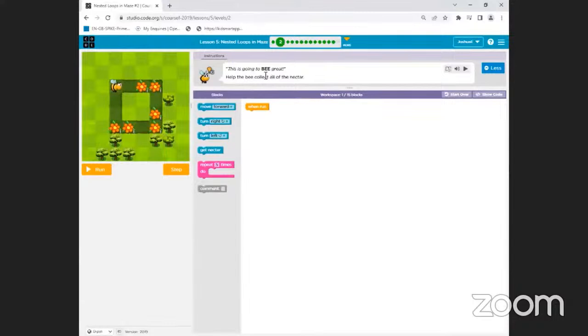This is going to be great. Help the bee collect all of the nectar. So let's use some repeats for this. So it should be 4 times since we're just going around. Actually, I think 3. So if we then move forward, and if we're going to repeat this twice for this, move forward, get nectar.